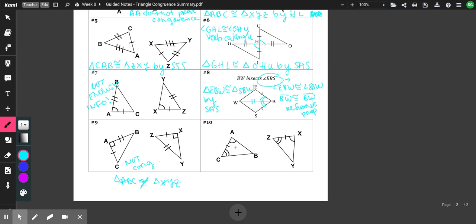And finally, this one right here has got two angles and a side between it. It is included, and I'm looking at both triangles. So I can say triangle BCA is congruent to triangle B is Y, C is Z, X by angle, side, angle.